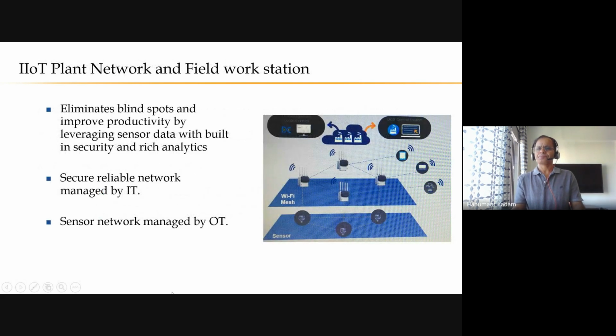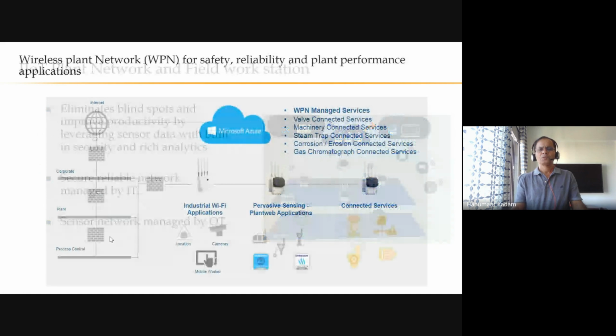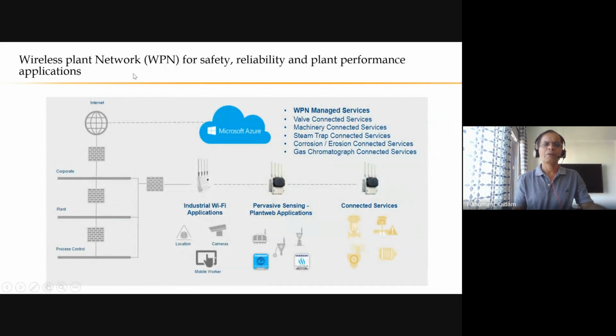You see one picture here. These are your wireless sensors. These are your gateways, mesh gateway, and through the gateway it is connected to your control system and cloud. So the sensor network is managed by operational technology, this is the instrumentation engineer's role. The secure reliable network is managed by IT, security and all IT. So you can see here the wireless plant network, that is called VPN, for safety, reliability and plant performance.